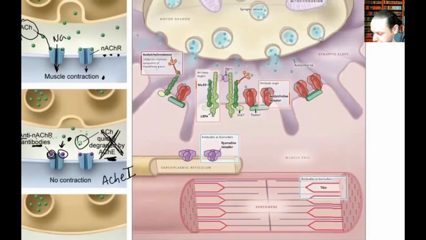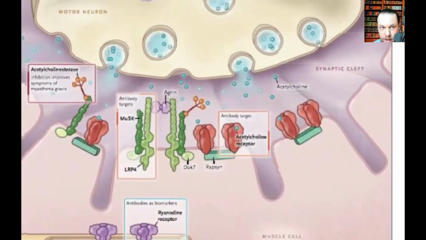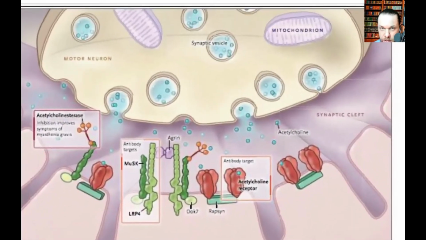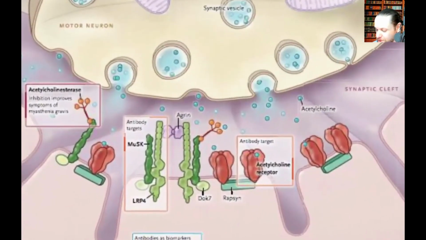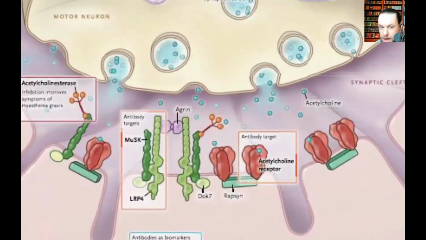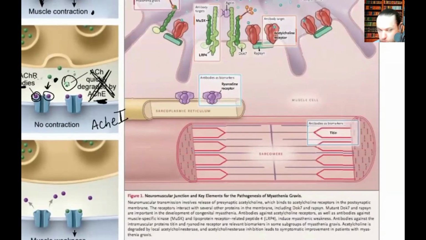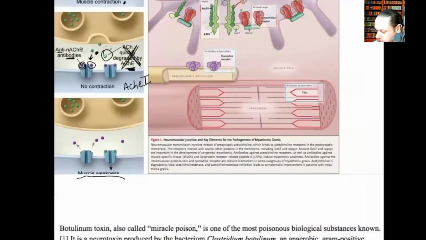This is basically from a New England Journal of Medicine article. They basically show you the mechanism of injury, the mechanism of action, right, of acetylcholine esterase, and how the antibodies are working to basically inhibit the response. And we have drugs, right, to allow better inhibition of that enzyme, more acetylcholine to work, right, and better neuromuscular transmission, right?